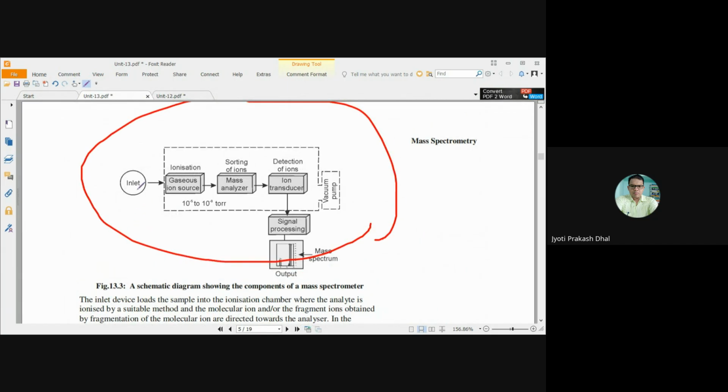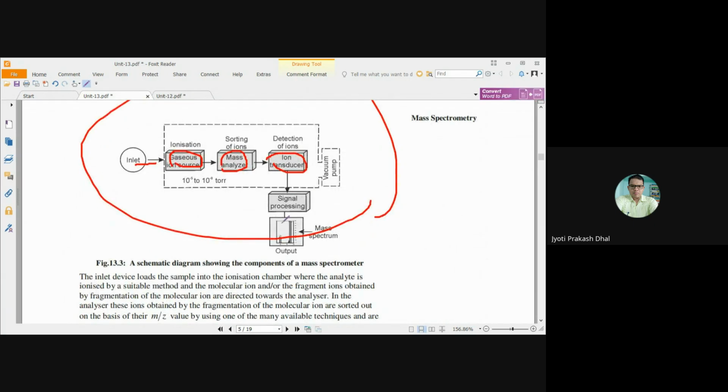This is the inlet of the sample under investigation. After that, it will enter the ionization chamber, where the sample in the vapor phase will be bombarded with high energy electrons, and that will convert it into ions. After that, the mass analyzer will show the m/z value and count the fragments having m/z values, placed on the x-axis, and the y-axis will be its intensity according to the population. Then comes detection of ions by the ion transducer, and after that the signal processing unit, which converts to the output device.